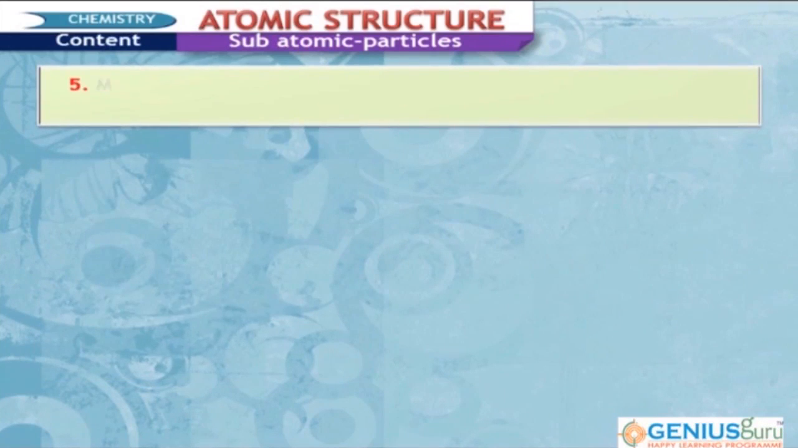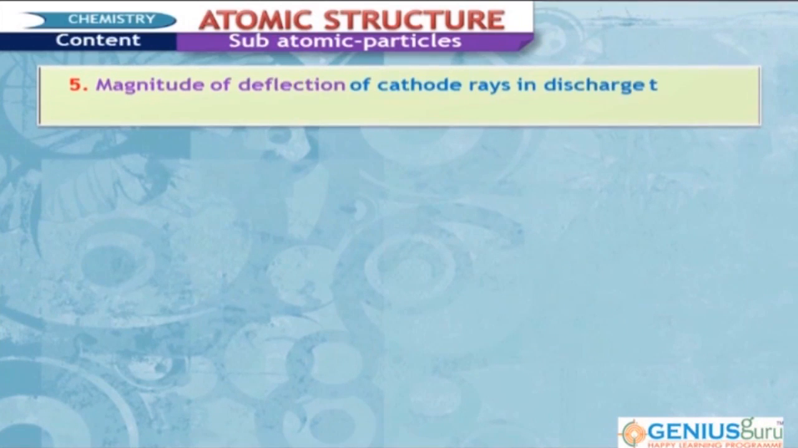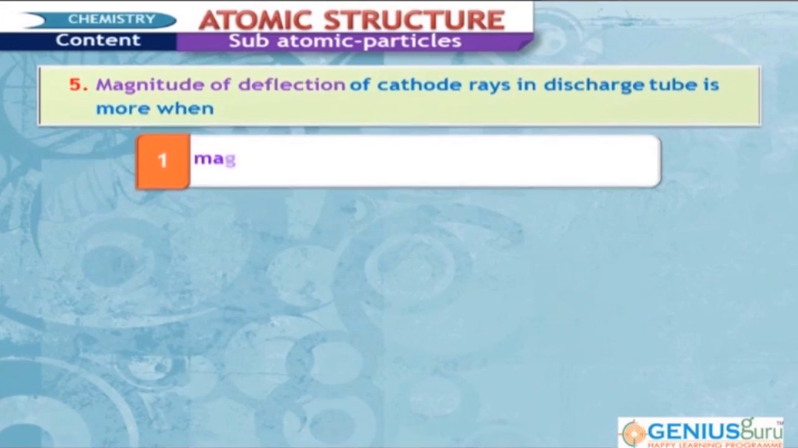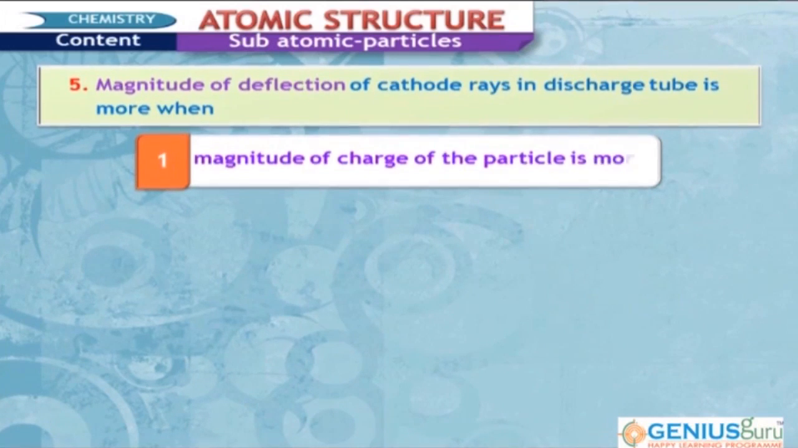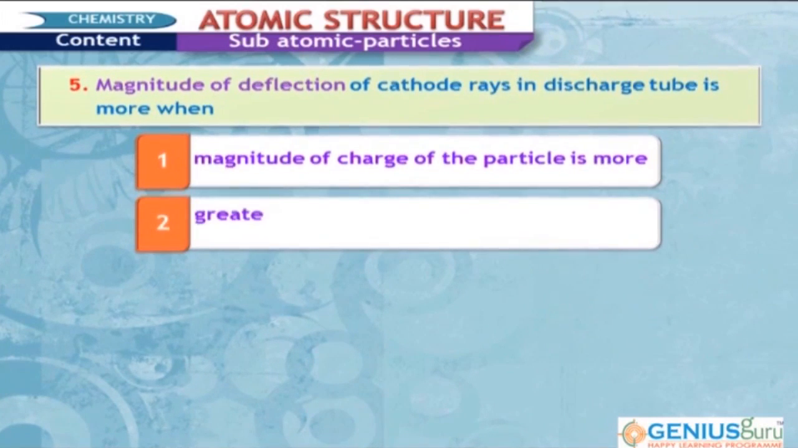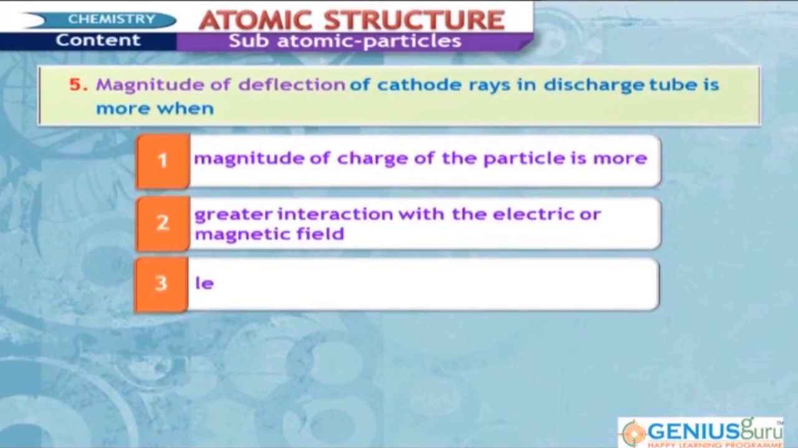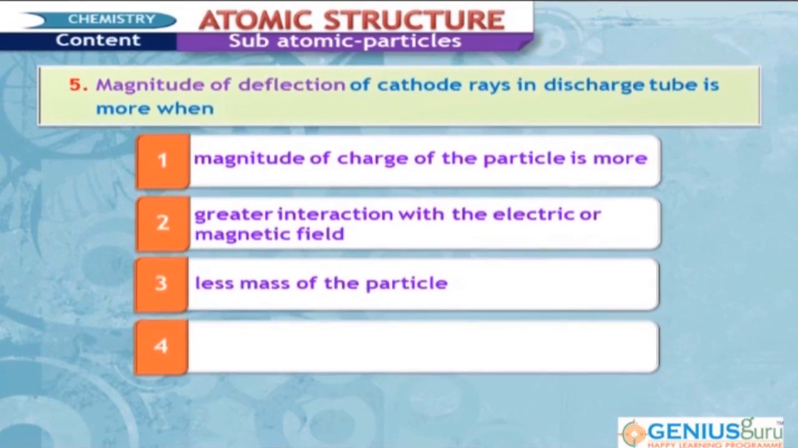Next question is, magnitude of deflection of cathode rays in a discharge tube is more when? Here are the options. The first one is magnitude of charge of the particle is more. Second one is greater interaction with the electric or magnetic fields. Third one, less mass of the particle. And fourth one, all of the above.